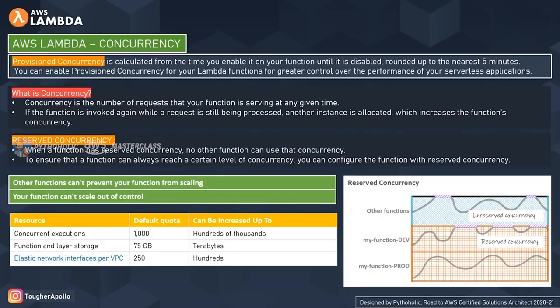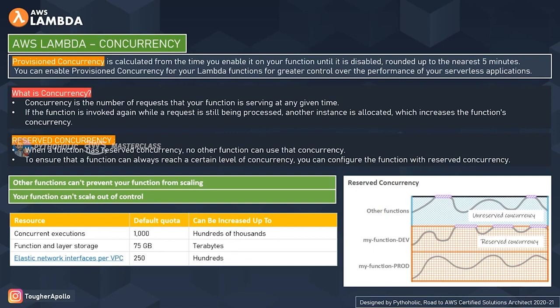With AWS Lambda, you can enable concurrency for the request that you want to provision. For this, AWS Lambda provides two types of concurrencies. One is reserved and the other one is provisioned, and we will discuss them one by one. In AWS Lambda, in order to ensure that a function can always reach a certain level of concurrency, you can configure the function with reserved concurrencies.